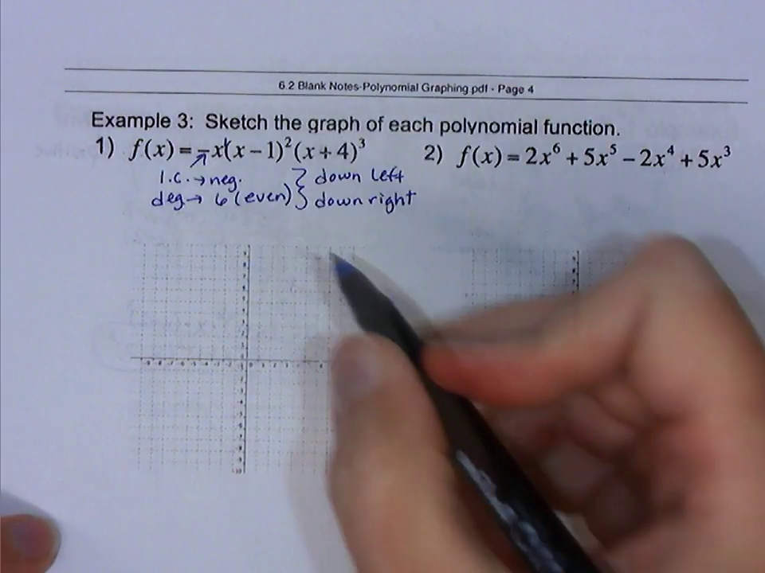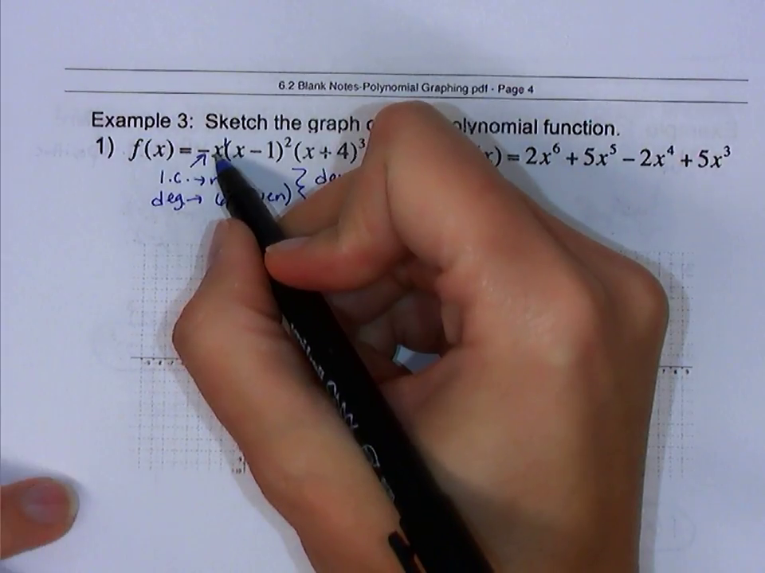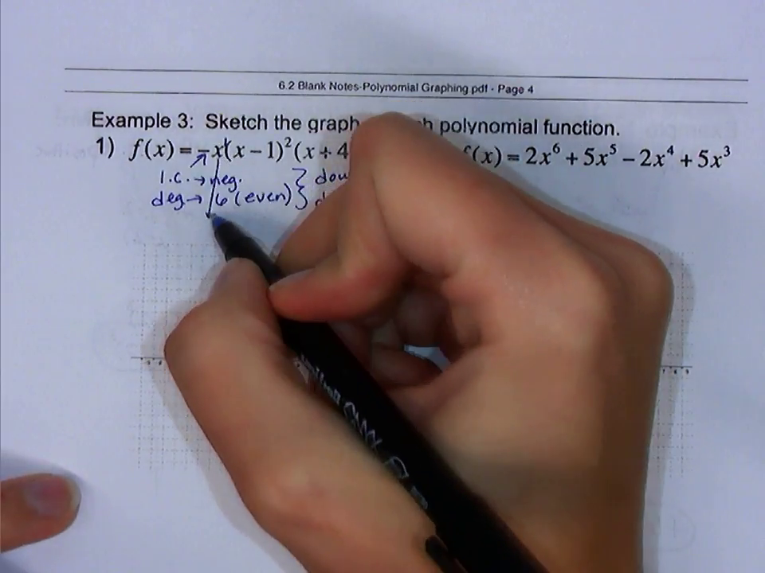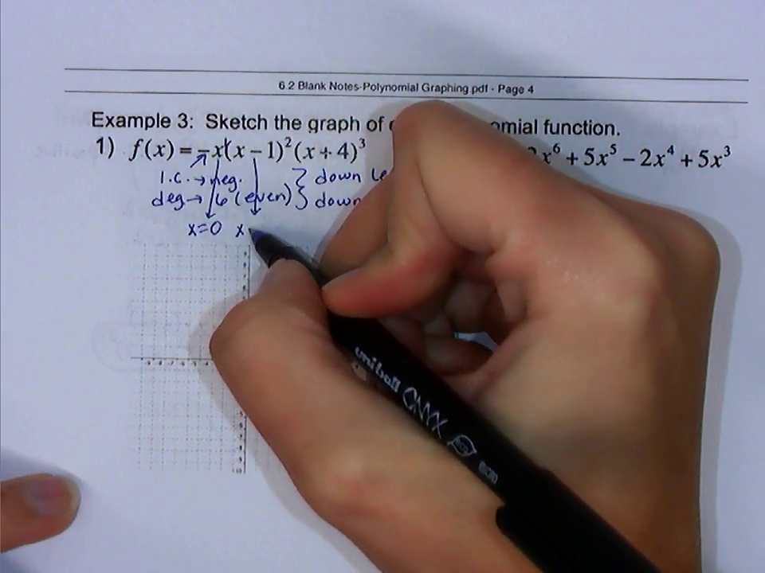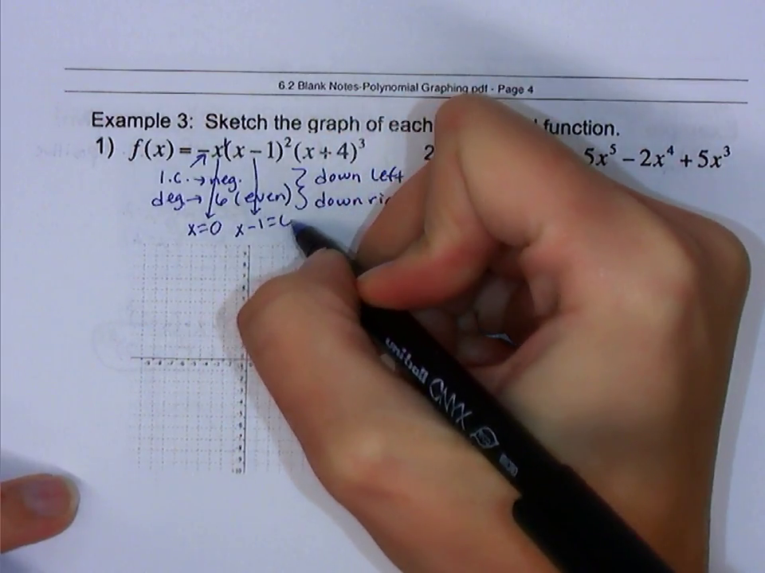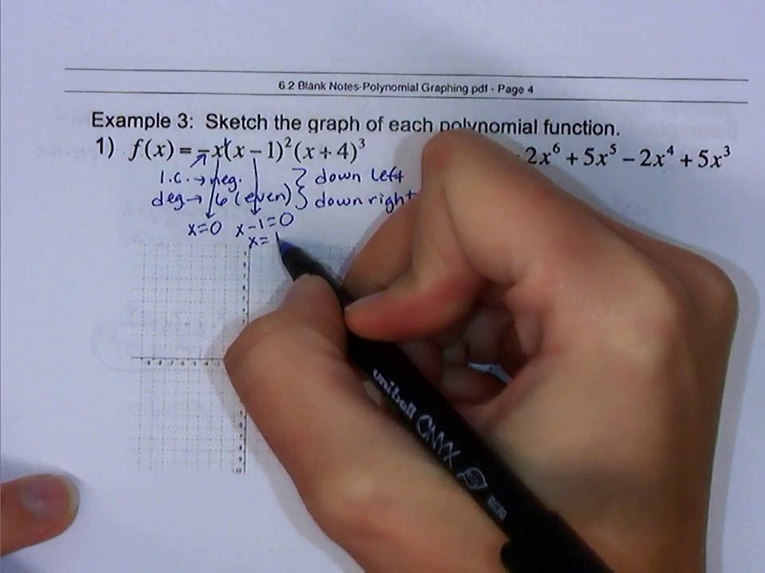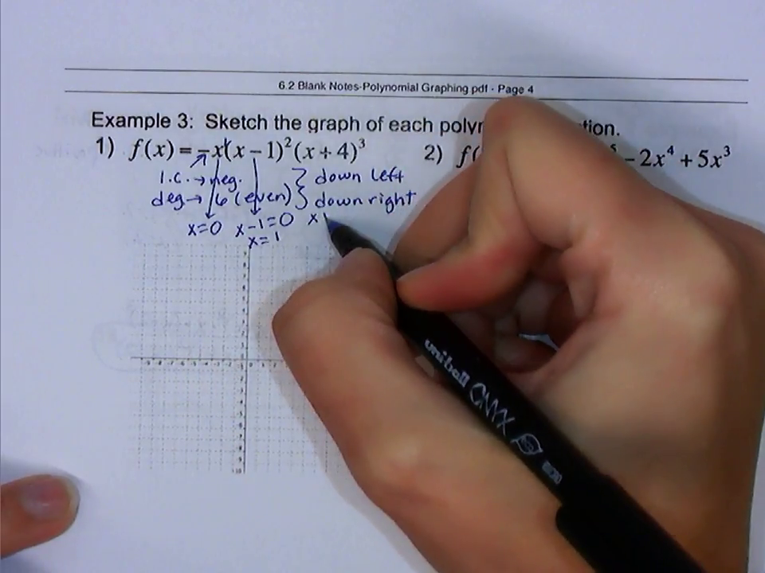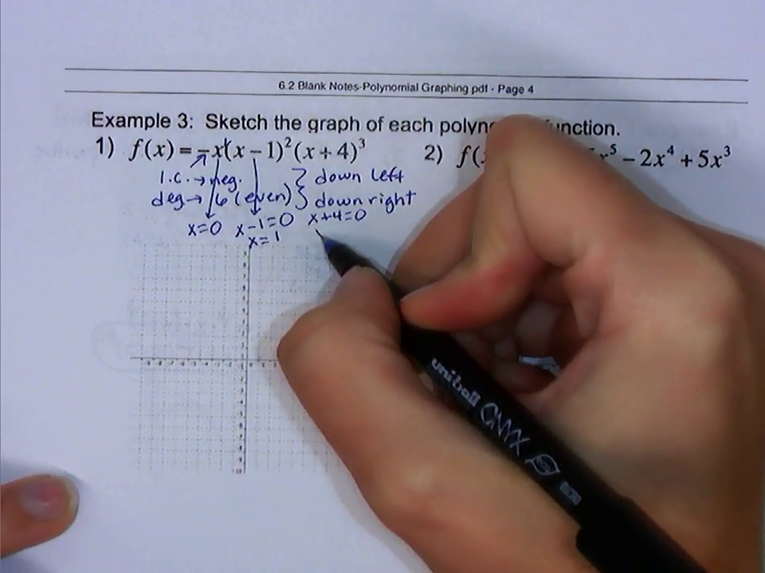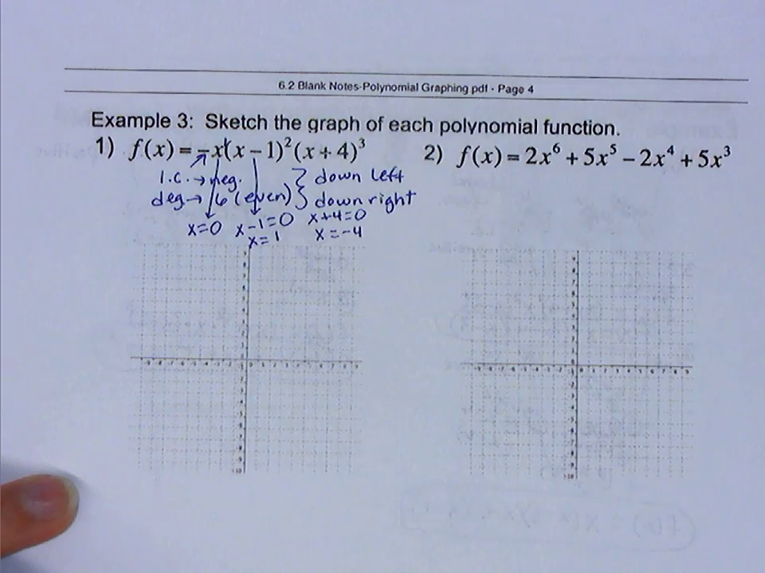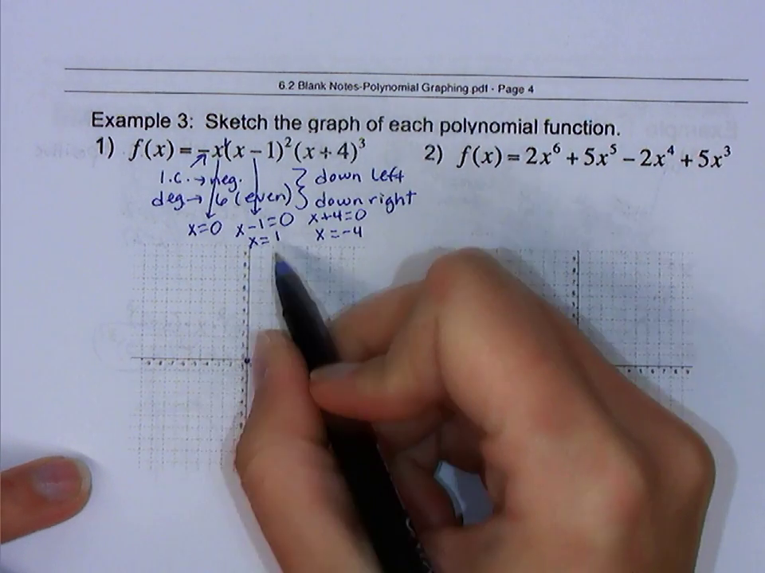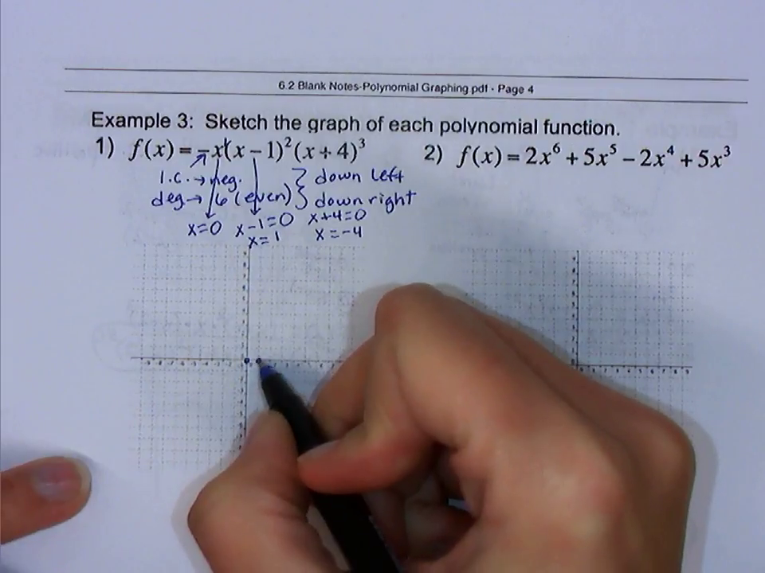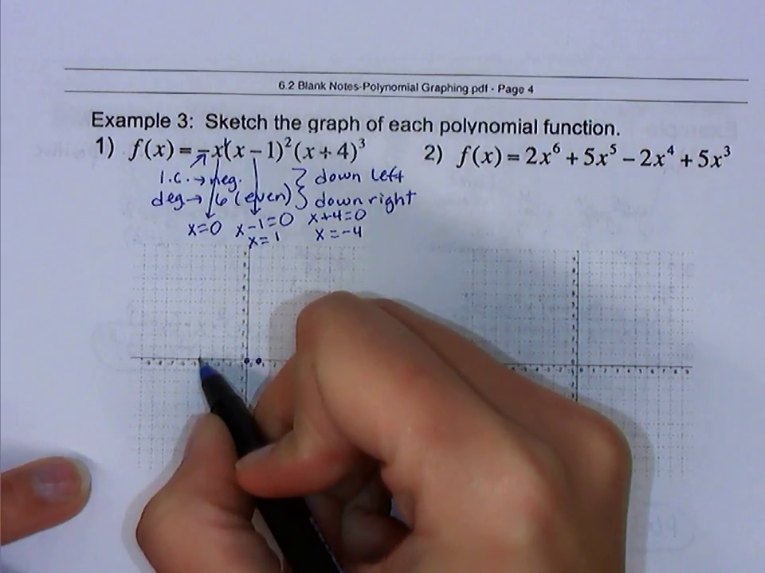And then our roots would be at x equals 0. This one would be x equals 0. This one, think of it like x minus 1 equals 0, so x equals 1. And that one would be x plus 4 equals 0, so negative 4. I would start by just putting a point at those x-intercepts, so 0, 1, and negative 4.